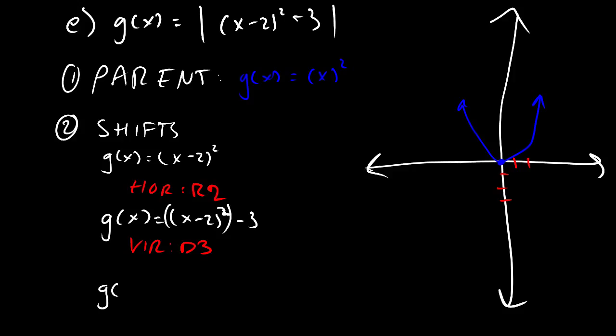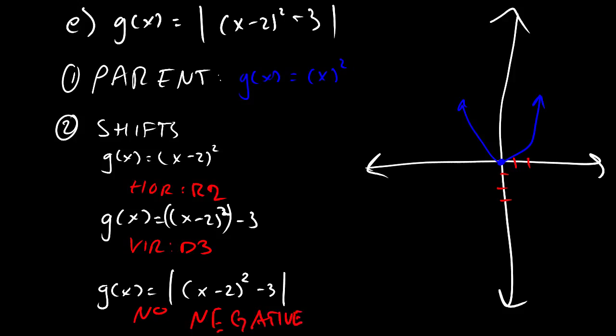Now for the kicker. This is where it's really going to get us. Absolute value of the whole thing. What does that mean? If it's absolute value, that means no negative values. Alright. No negative values. So, we've gone right 2. We've gone down 3. So our new origin is going to be here.